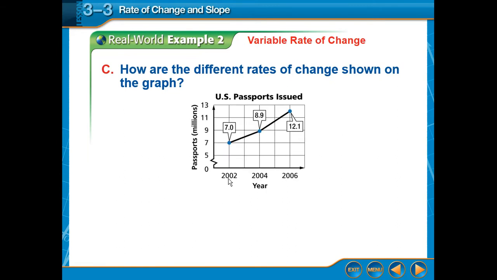Step 3 says, how are the different rates of change shown on the graph? If we're looking at this, this rate of change is slightly less steep than this rate of change. The steeper it is, the more quickly it's going to change. So this was 1, and this one was 1.5. So 1.5 is going to be a little bit steeper than 1.